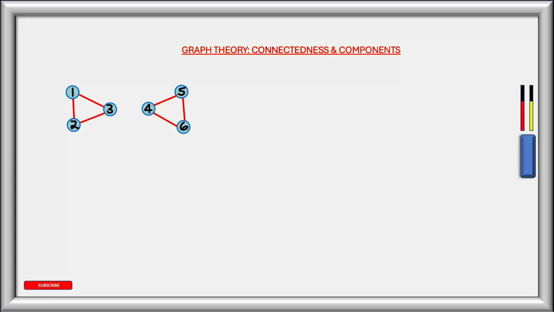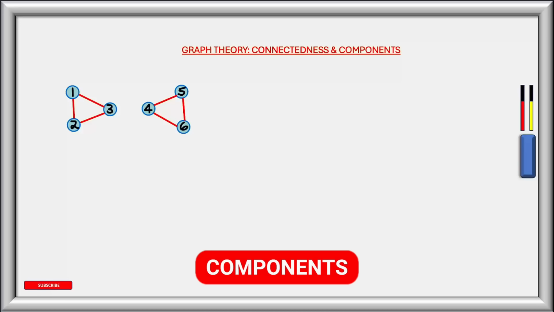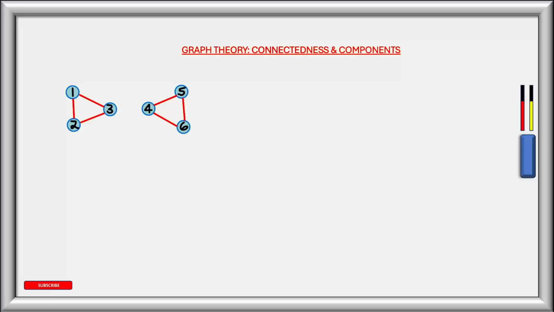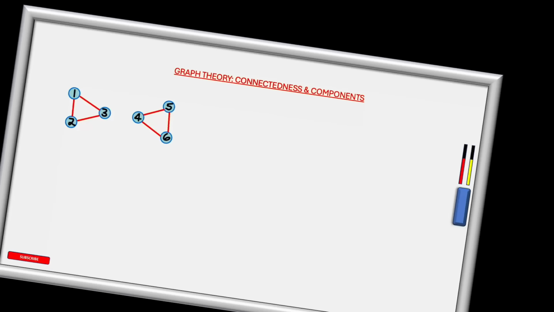If a graph is not connected, it's made up of a series of islands called components. The graph on the whiteboard is in the shape of two triangles with a total of 6 vertices. Together, they form one disconnected graph with 2 components.